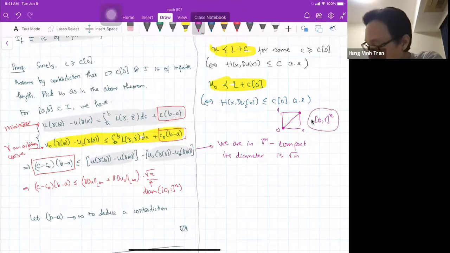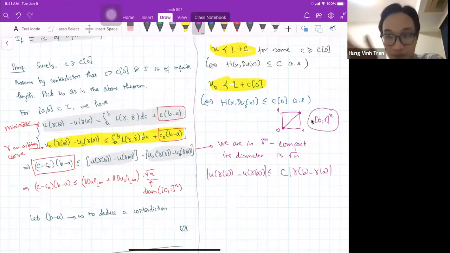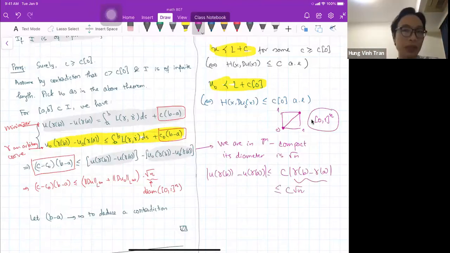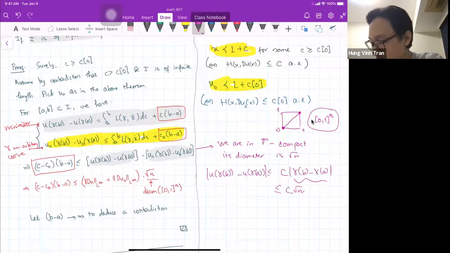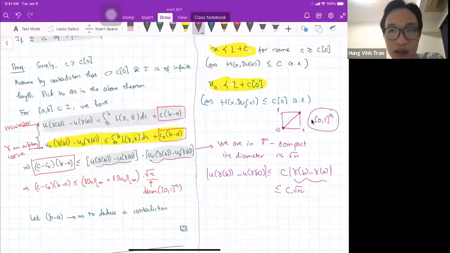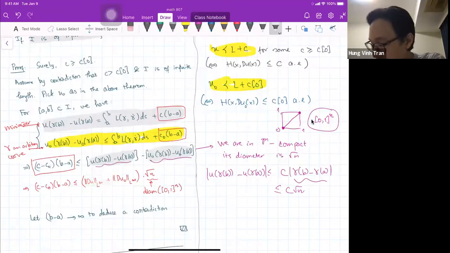So clearly U and U naught are Lipschitz. You have U of gamma B minus U of gamma I less than or equal to the Lipschitz constant times gamma B minus gamma I. And because you are in a compact manifold, this is bounded by root of n in this case, or in general, if you have a compact manifold with boundaries, just bounded. Same for the difference in terms of U naught. So when you combine the two together, the right hand side is bounded.